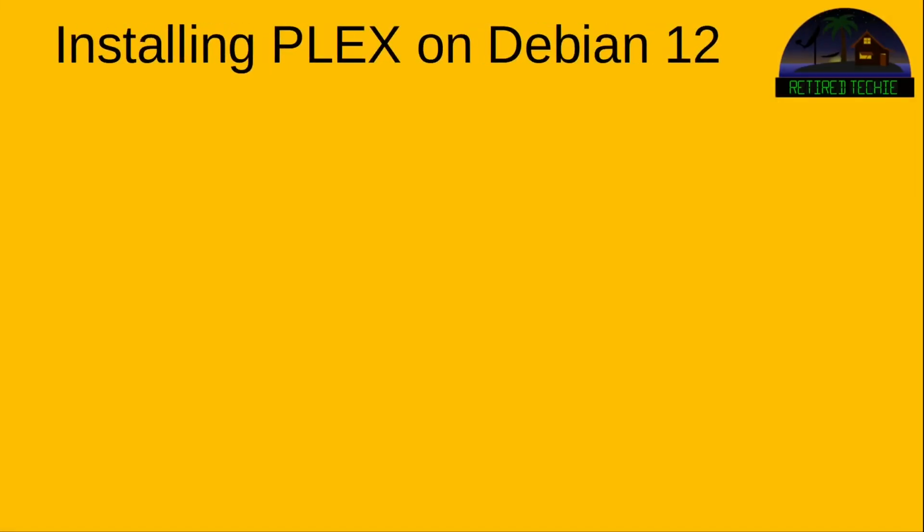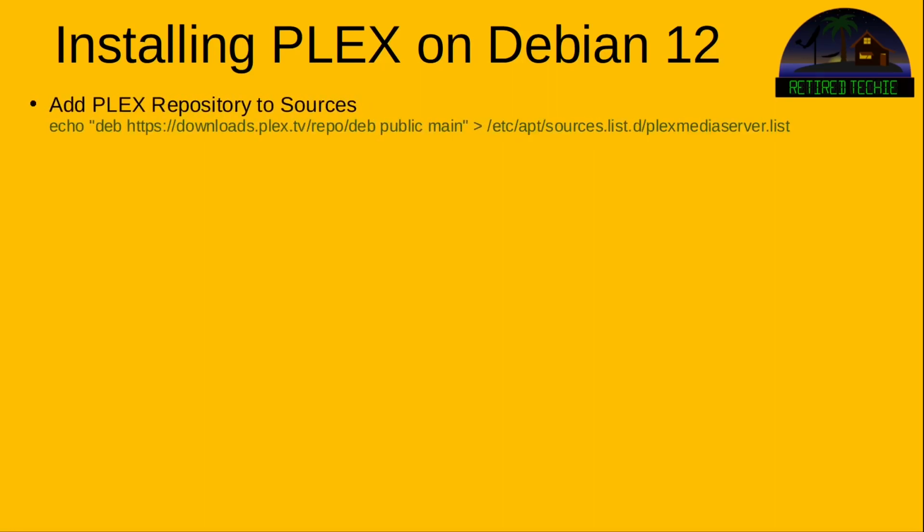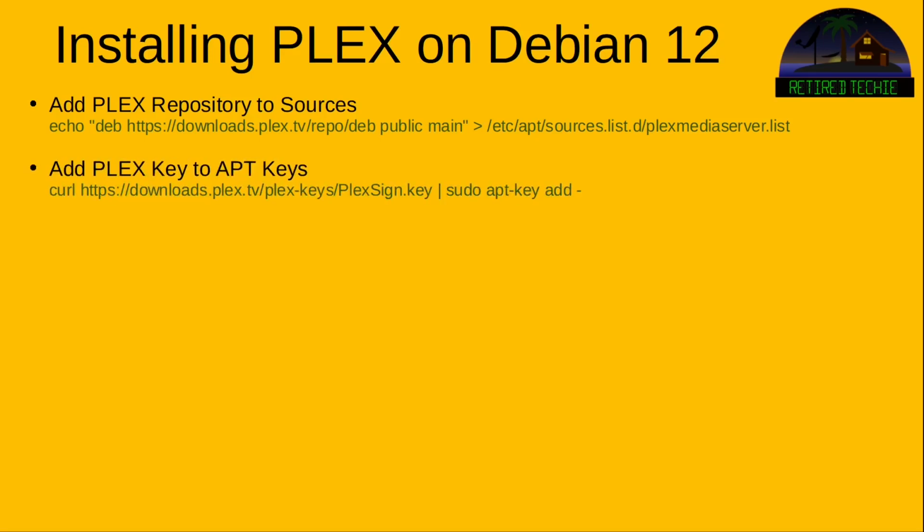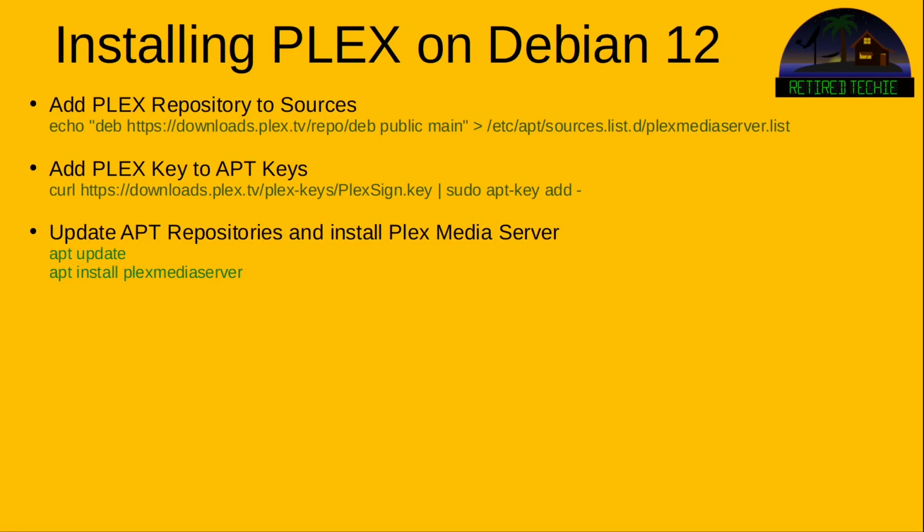Installing Plex on Debian 12. First thing you need to do is add the Plex repositories to your sources. The line below shows you how to do that. Once that's done, you can download the Plex key and add it to your APT keys with the command below. Then you need to update your APT repositories with an apt update, and at this point you can basically do an apt install plexmediaserver. Note, Plex Media Server is not the Plex application.